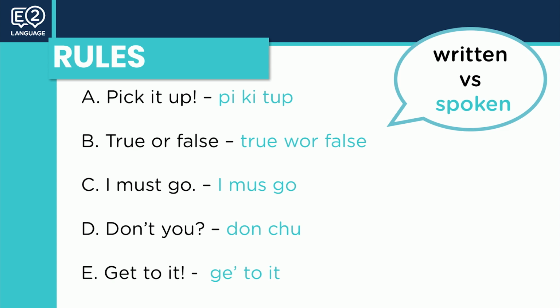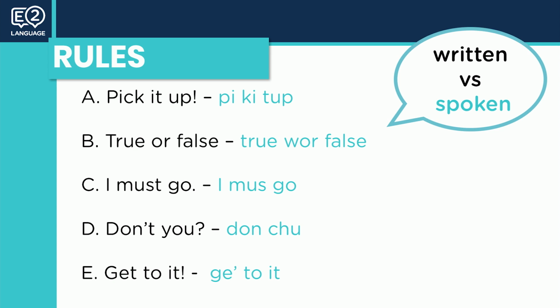So, there is a big difference between written English and spoken English. When I write English, I write pick it up. But when I speak it, I don't say pick it up, I say pick-it-up. Or when I write true or false, I write true or false, but when I say it, I say true or false. When I write I must go, I write it just like that, but when I say it, I say I must go. I do not say I must go.